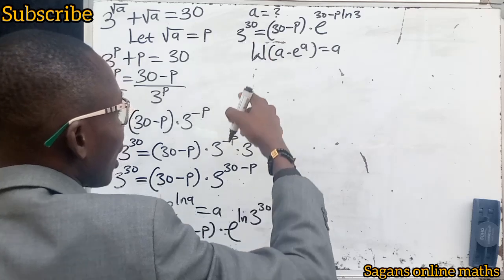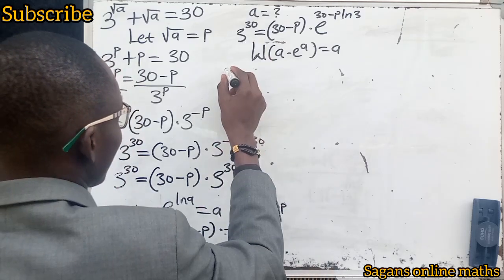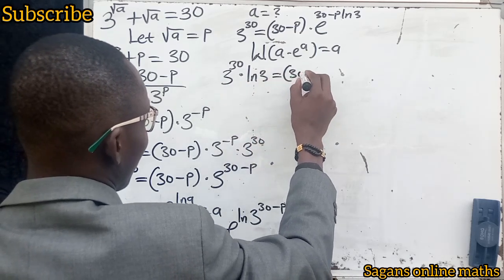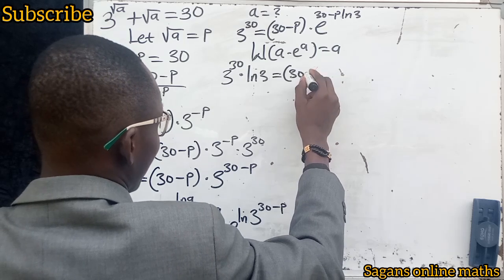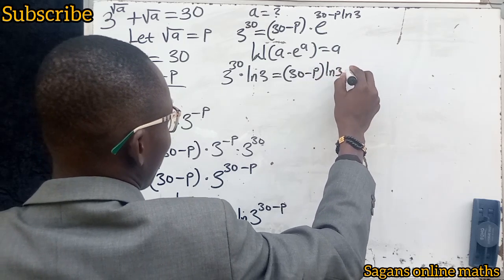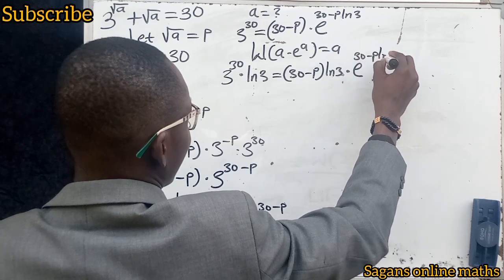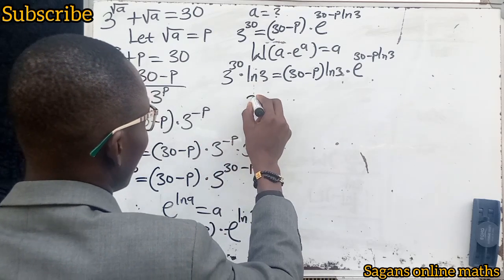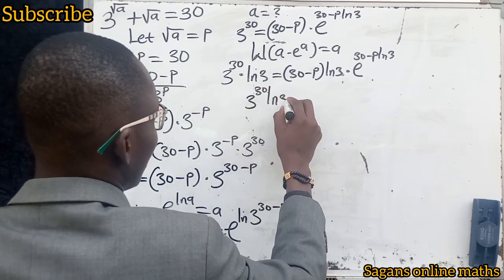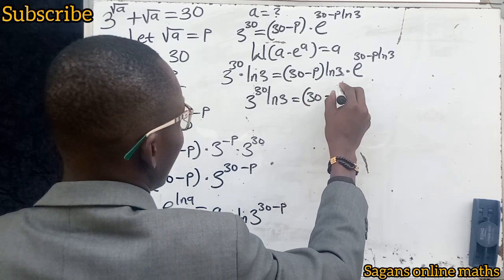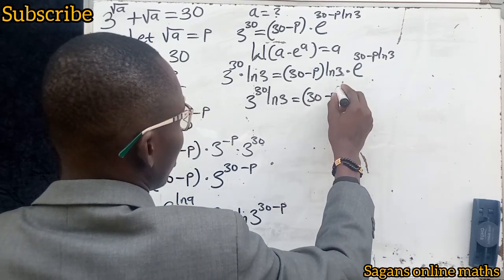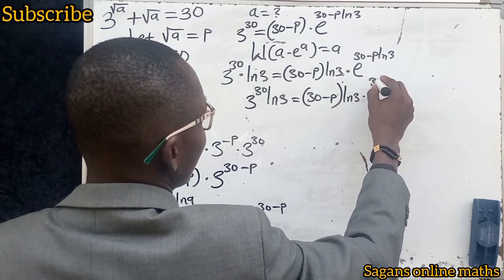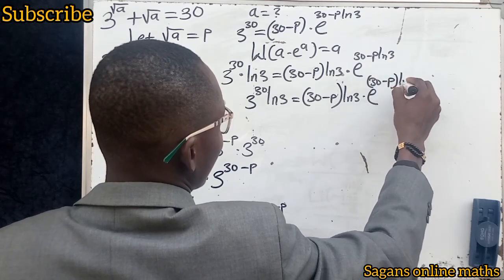So what you have to do is to multiply both sides by ln 3. Let's do that quickly. So this is 3 to the power of 30 multiplied by ln 3, which is equal to (30 minus p) multiplied by ln 3, multiplied by e to the power of (30 minus p) ln 3, because we multiply both sides by ln 3. Now, this gives 3 to the power of 30 ln 3 is equal to (30 minus p) ln 3 multiplied by e to the power of (30 minus p) ln 3.